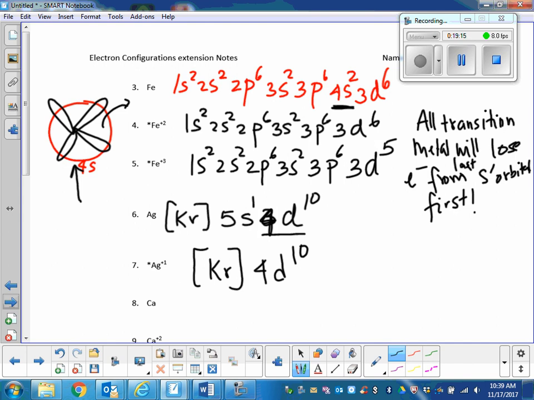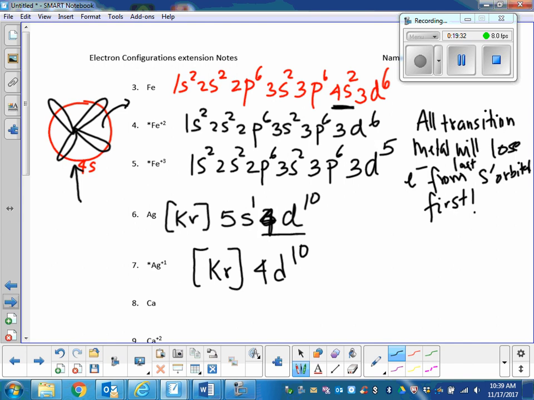Well, silver is not 4d9. It's so desperately already taking out from the s. Is that right? So if something fills up, it is difficult. That's what we see with elements in nature.